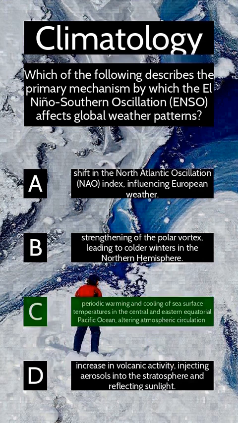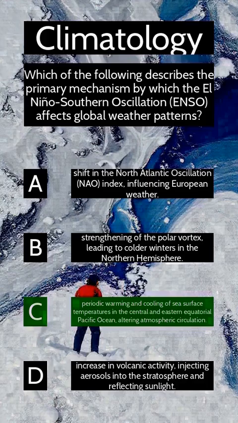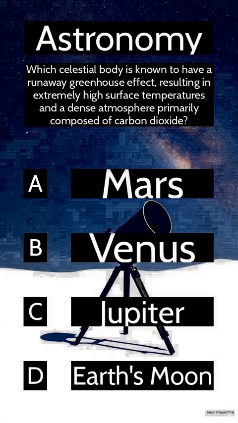Answer C. Periodic warming and cooling of sea surface temperatures in the central and eastern equatorial Pacific Ocean, altering atmospheric circulation. Which celestial body is known to have a runaway greenhouse effect, resulting in extremely high surface temperatures and a dense atmosphere primarily composed of carbon dioxide?